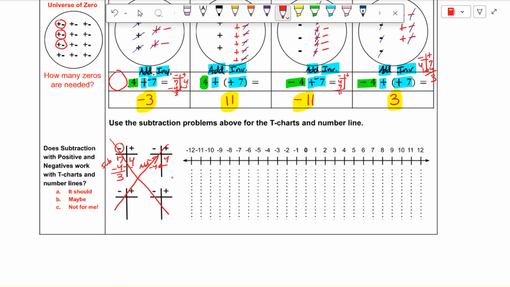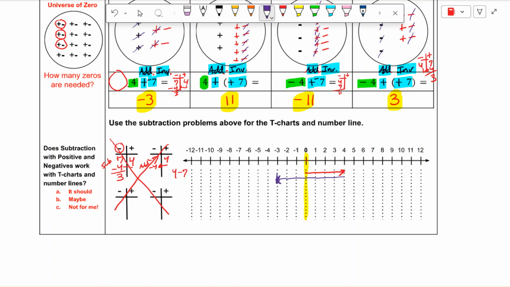All right, let's check the next one. 4 minus 7 on a number line. So go to 0. Here we start at 0, and it says go to 4. So go to 4, and then take away 7 positives. So we do not want to go forward. That would be adding positives. We want to go backwards. 1, 2, 3, 4, 5, 6, 7. And we arrived at negative 3.